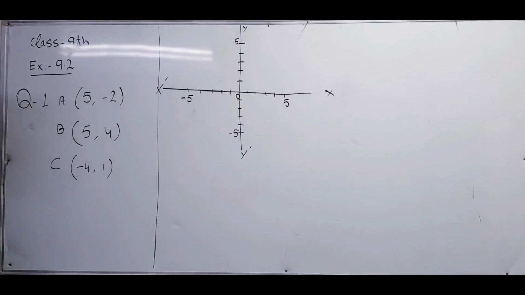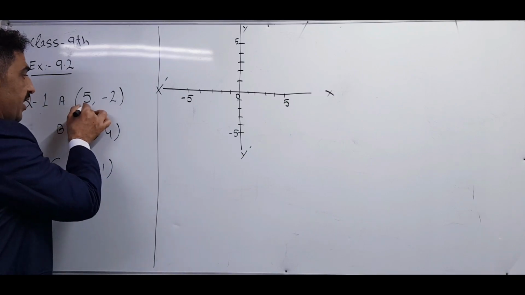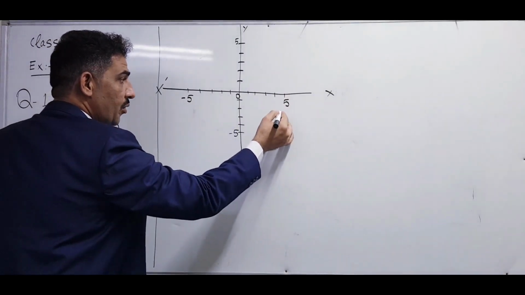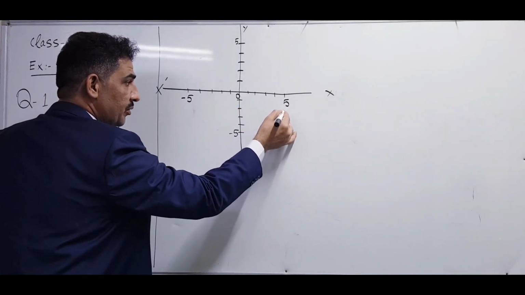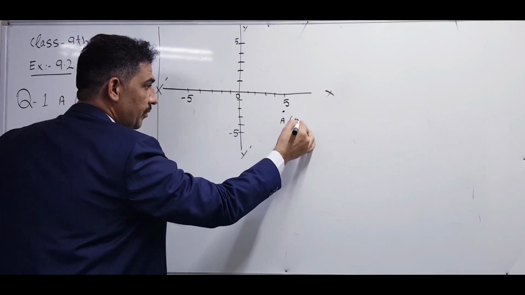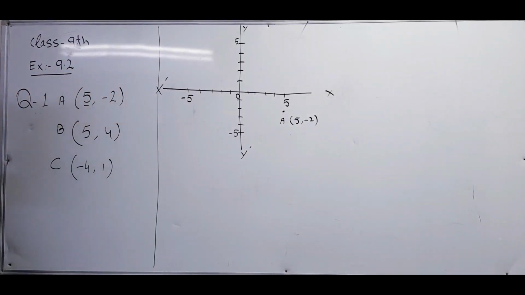First of all, in the rectangular coordinate system, the value of A is equal to (5, -2). Where should it be? First, this is the x coordinate. First, we will move on the x-axis to 5, then -2, so we go down -1 and -2. This is the vertex A, whose value is (5, -2). Correct?